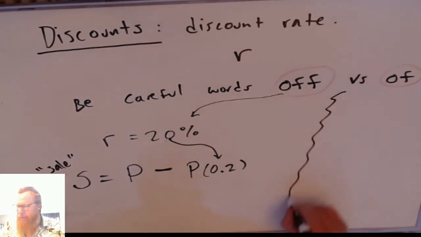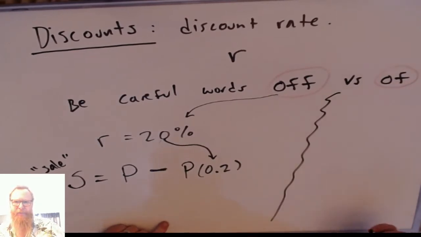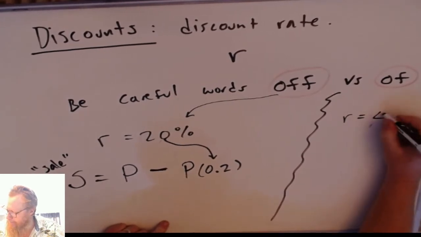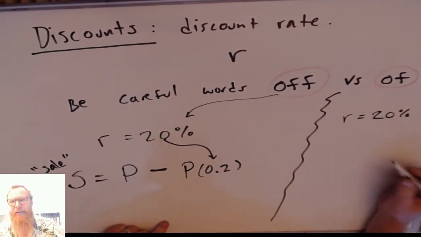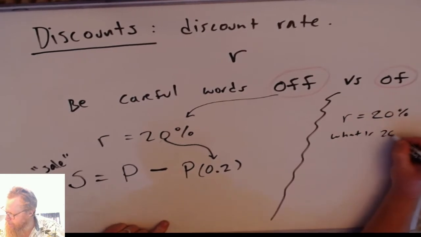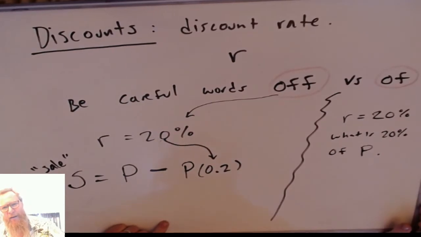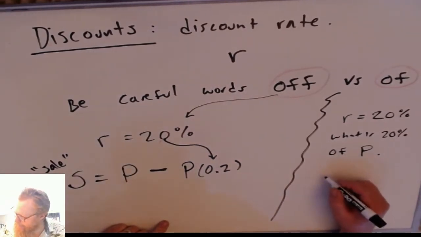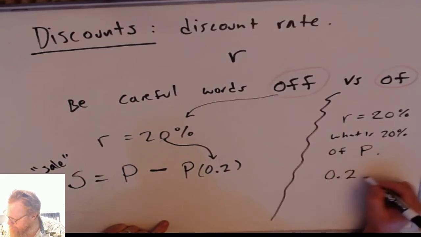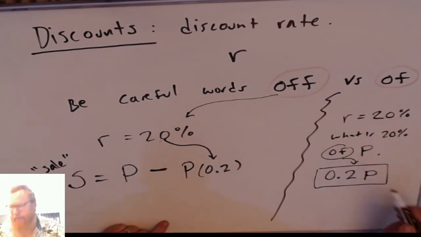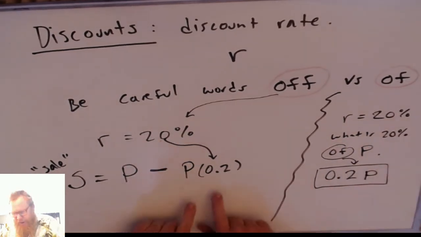Now let's compare that with of. Yeah. If I say R is 20%, and I say, what is 20% of P, not off, but 20% of P, that is just 0.2 times P. Which is just this piece here.